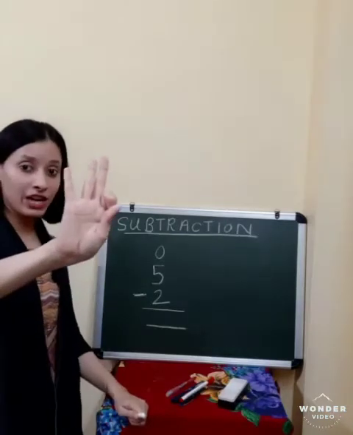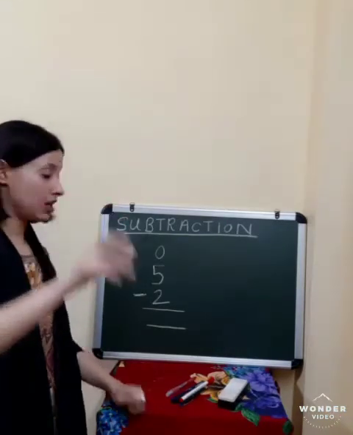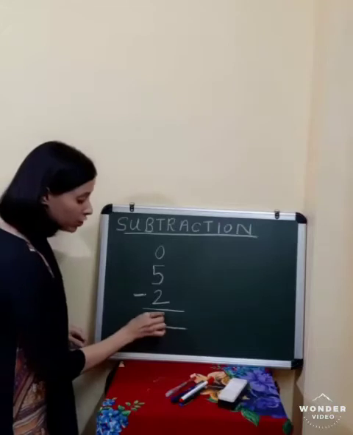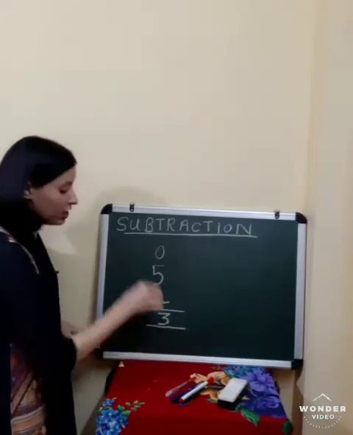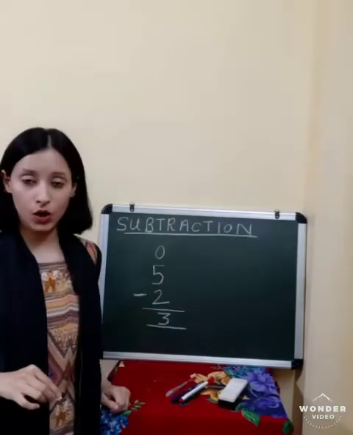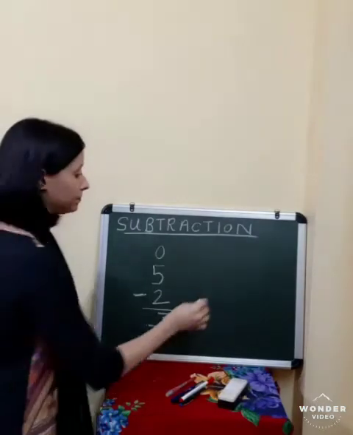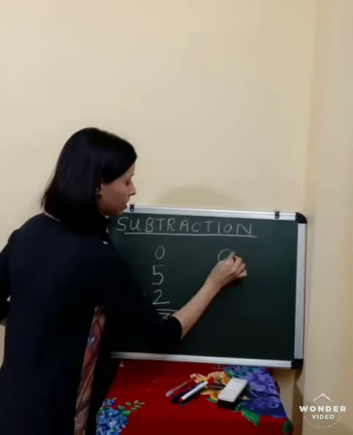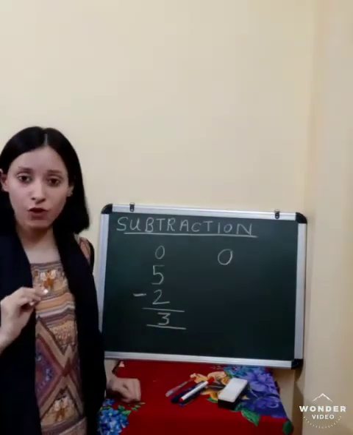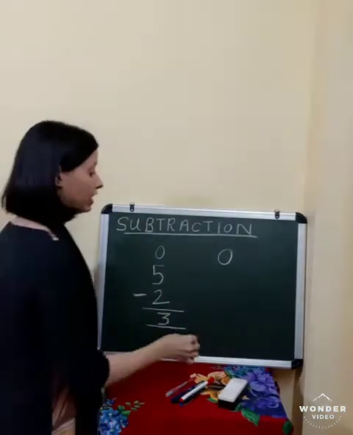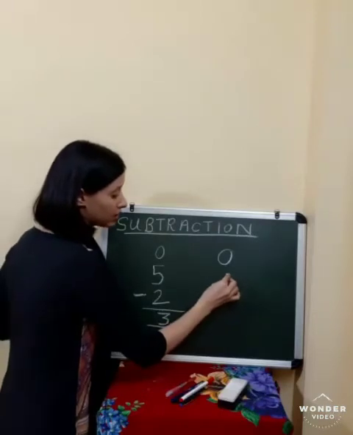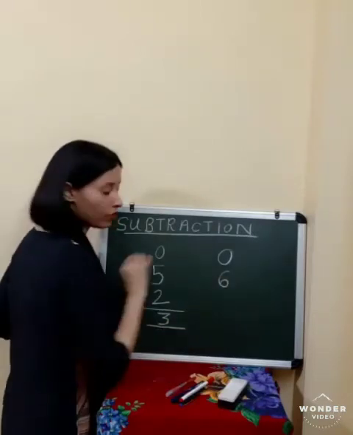So what do you get after subtraction? 3. So what will you write over here? You will write 3 over here. Have a look at one more simple example. Again this O stands for ones place. So I am going to write 6 over here.